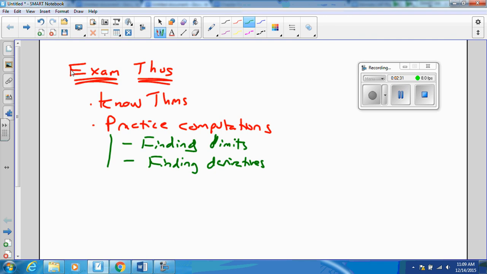Yes? Will there be strict definition questions on these? There could be. It could be. It'll probably show up in the form of true or false. And we'll actually practice some of that tomorrow.